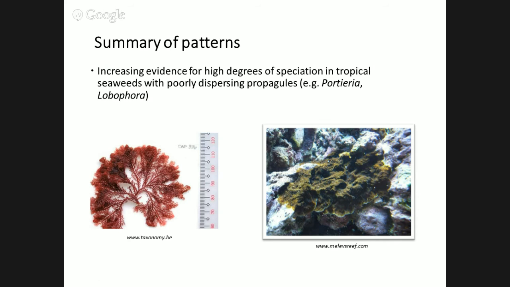So to try to summarize some of the things that we've looked at this afternoon, there's increasing evidence for high degrees of speciation in tropical seaweeds, even though they have poorly dispersing propagules. Things like Portieria, where they found 20-some species in the Philippines alone, where there's just a single name that's applied across the tropical Pacific. And Lobophora, this uncharismatic brown alga, which has many, many units within it when you start to look in detail at the DNA sequence data.